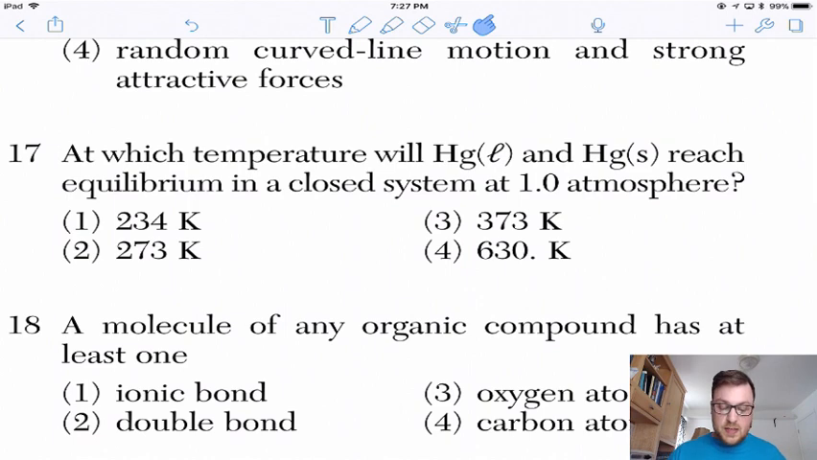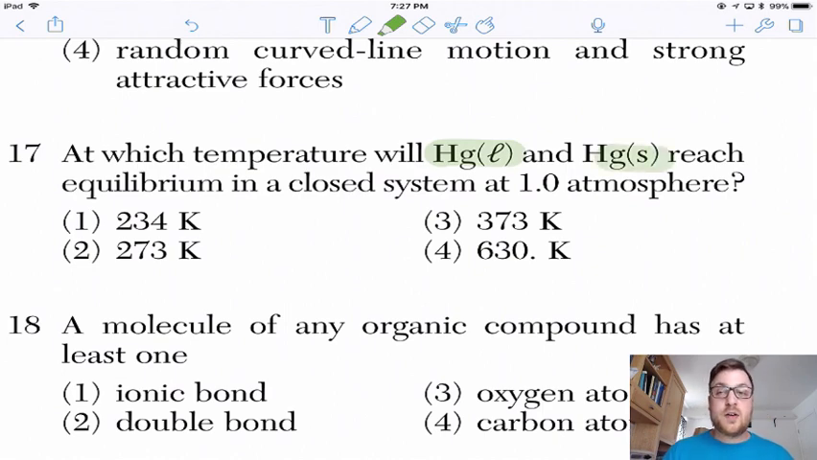17. This was a big missed question last year as well, one of the biggest ones in the state. At which temperature will Hg liquid and Hg solid reach equilibrium in a closed system at 1 atmosphere? It presents itself as an impossible question. How are you supposed to know when it will reach equilibrium? But notice that it is a phase change equilibrium.